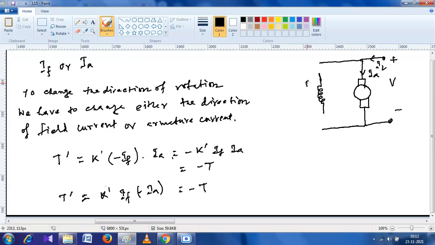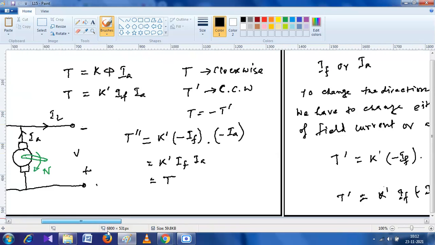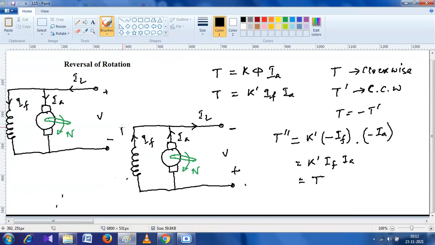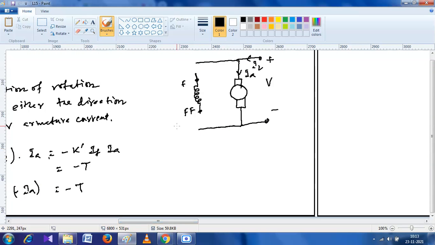Say suppose this is F terminal and this is FF terminal. Because in the previous one, suppose this is F terminal and this is FF terminal, and suppose this is A terminal and this is AA terminal. Similarly here this is FF and this is F, this is A and this is AA. So what do we have to do now?